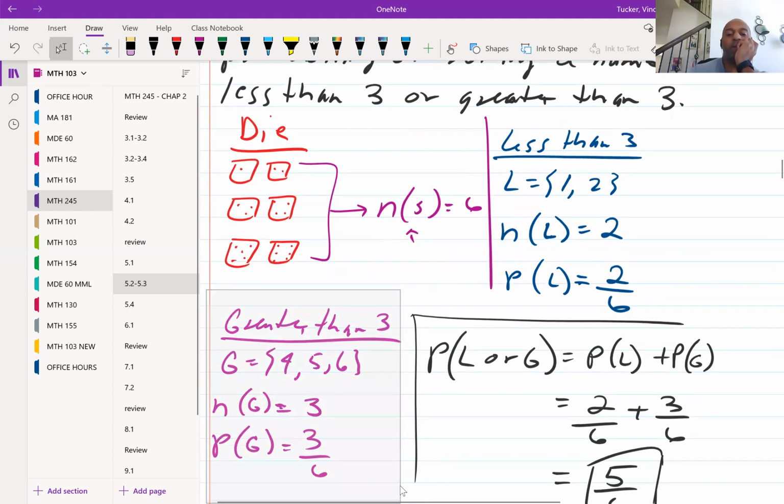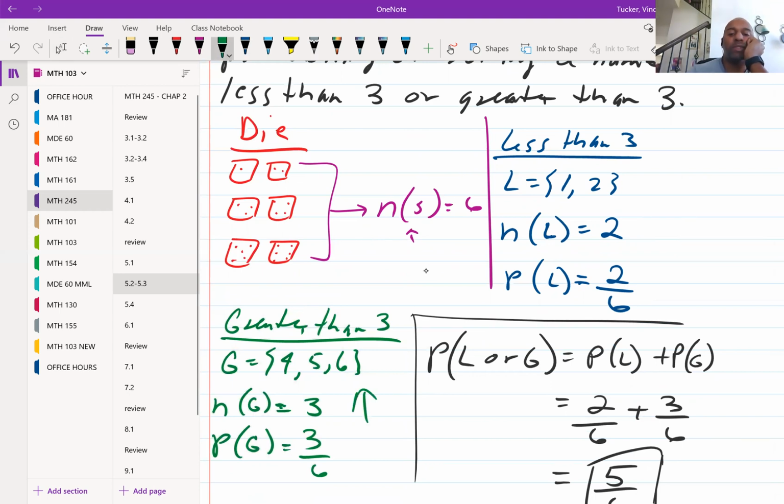So then we have greater than 3. That's 4, 5, and 6. 3 outcomes fit that description. So it's 3 over 6.